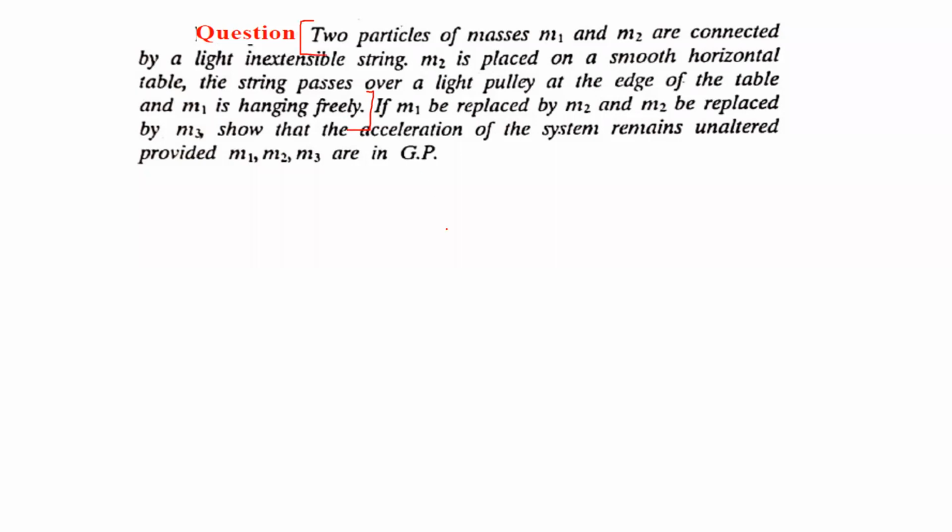We are given the situation that one weight is placed on the table, as in the previous question in the article, and another weight is hanging vertically. This is the table. This mass is placed on the table, and this mass is hanging vertically. So the mass which is placed on the table is m2, and the mass which is hanging is m1.